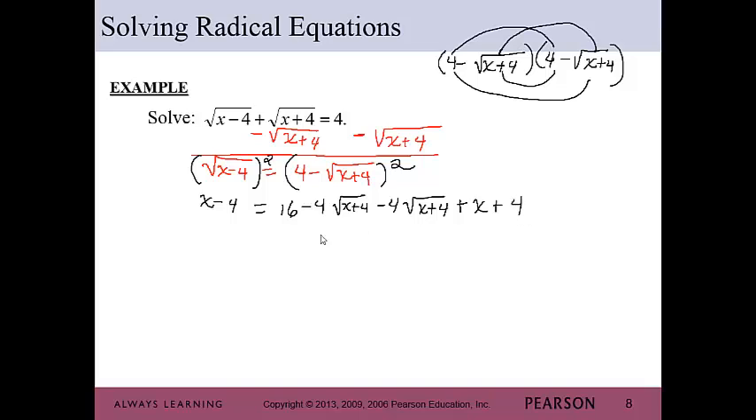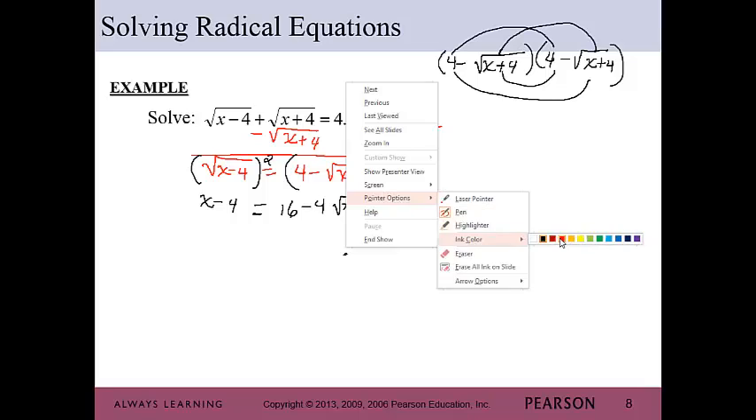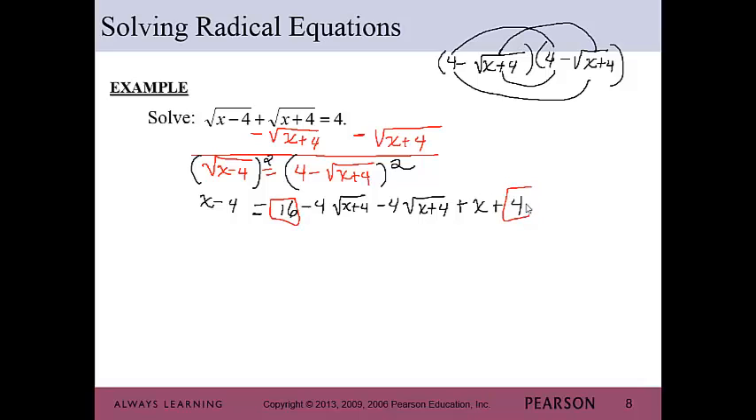Now we wanna clean this up. Let's back up a little bit. You're going to combine some like terms. 16 and 4 are like terms, which are going to be 20. And then you're going to combine a negative 4 square root of x plus 4 with a negative 4 the square root of x plus 4, which is going to give you a negative 8 the square root of x plus 4 plus x. And you want to bring down x minus 4.